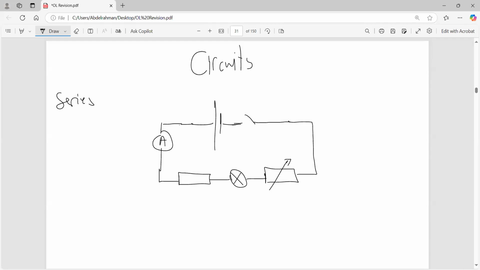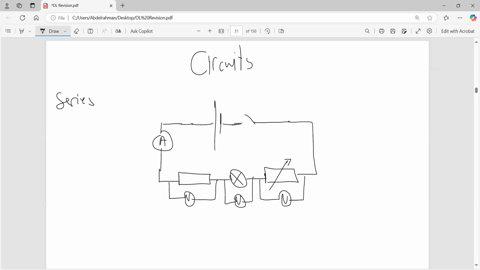And then you need to measure the potential difference across each of these components. To do that, you need three different voltmeters: a voltmeter for the voltage across the fixed resistor, another one for the lamp, and another one for the variable resistor. That's if you want to measure the voltage across each of these components. What about the current?